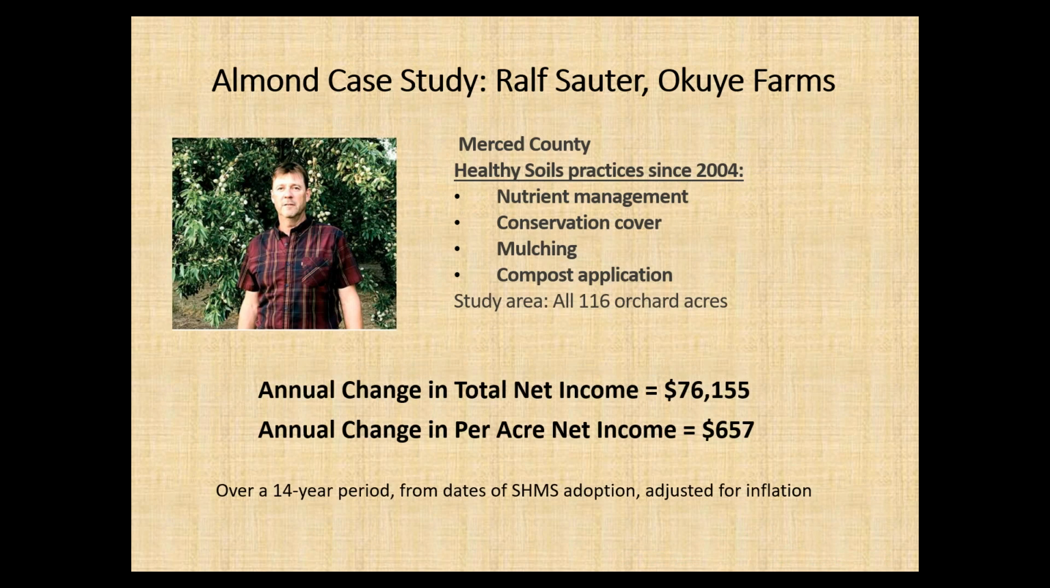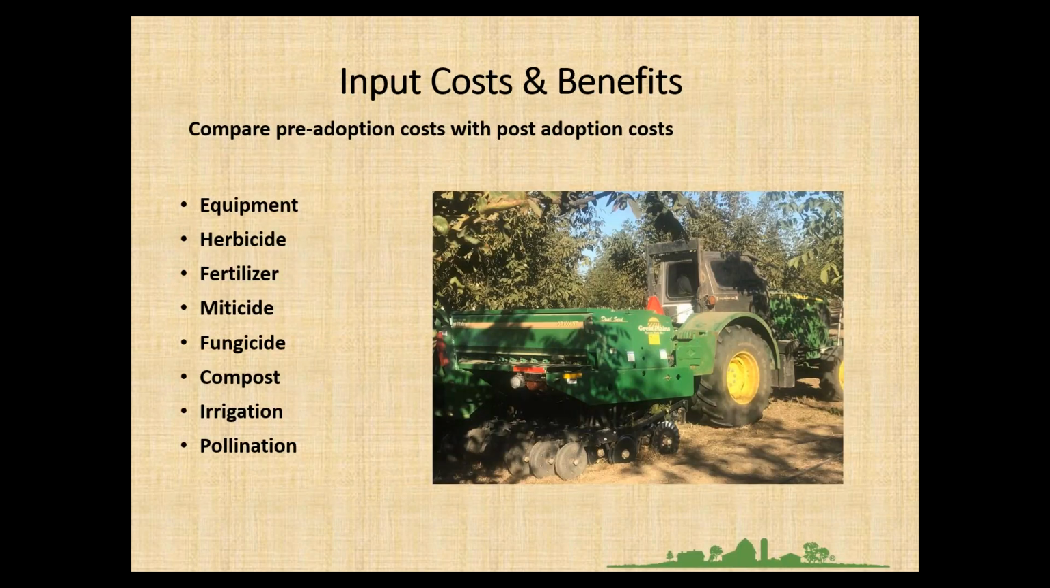So one of our 2 case studies published last year was with Ralph Souter of Akuye Farms. He adopted 4 of the healthy soils practices that are part of our program. He adopted them back in 2004 and on all of his 116 acres at the time. He was able to show an increase in per acre net income over a 14-year period since the date of soil health adoption, adjusted for inflation.